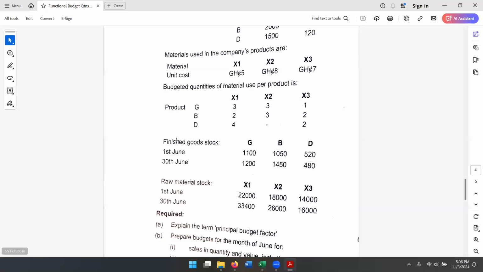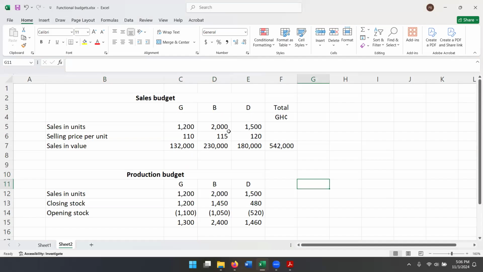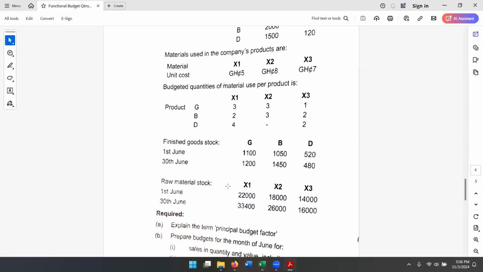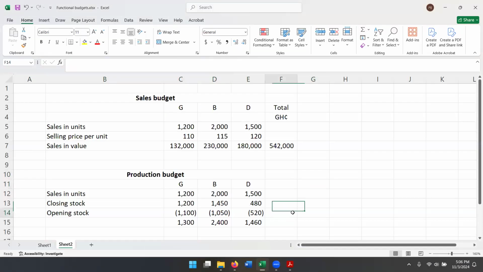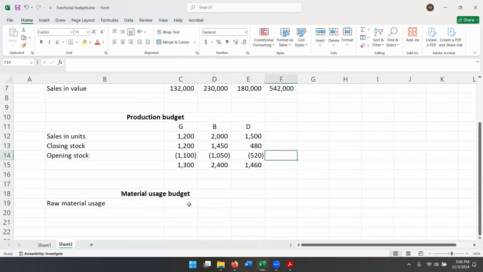So the sales in units, we took J, B, and D, and then the opening stock, we took J, B, and D. You see that? So this is where we will have X1, X2, X3.